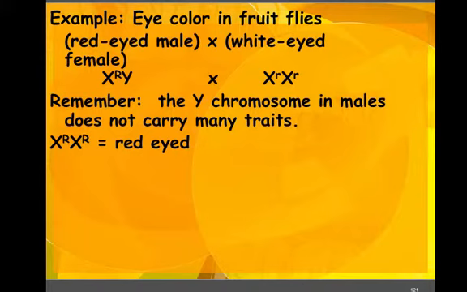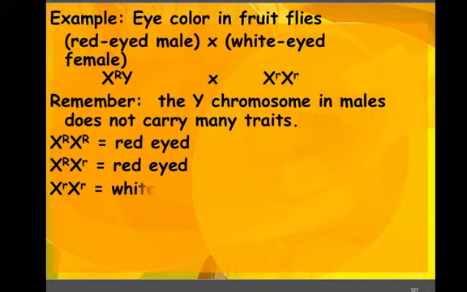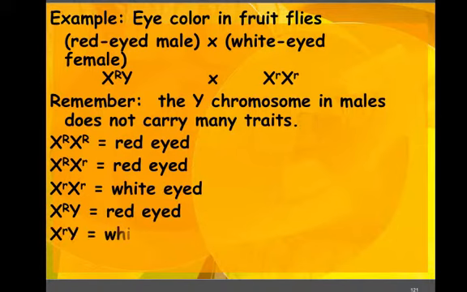Remember, the Y chromosome in males does not carry very many traits. So these are our options. If it was a red-eyed female, it could be big R on the X's, or it could be big R little r on the X's. Notice that it's XX both times because we're talking about females. It can also be a white-eyed female, which is when it has two lowercase r's. These are all of our options for females. If it's a male, it's going to have XY, and to be red-eyed, it has to have one big R, and to be white-eyed, it has to have one little r.